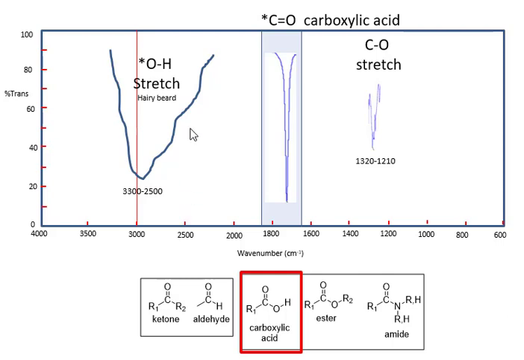The carboxylic acid is really easy to find. This is the structure of the carboxylic acid functional group, and it has a really, really broad, hairy beard OH stretch in the region of 3300 to 2500. And of course, it would also have a CO stretch you can look for, and that would be in the region of 2010 to maybe 1320. So again, you can find both, in addition, of course, to the carbonyl peak, but this is a dead giveaway.